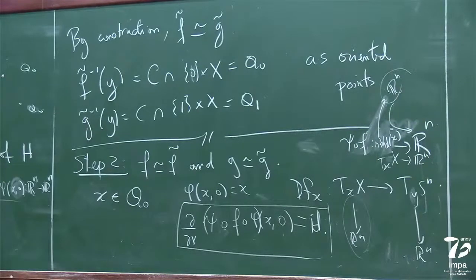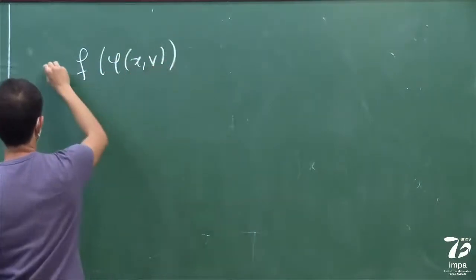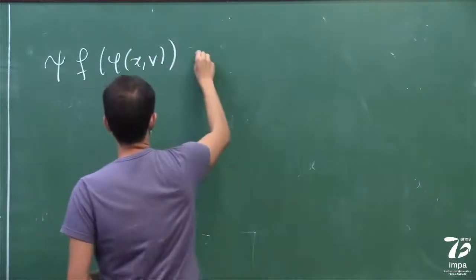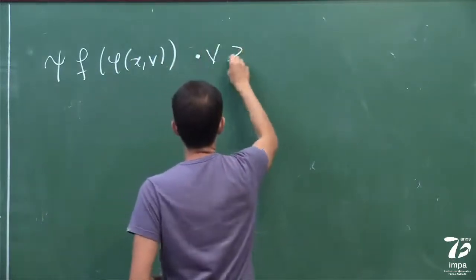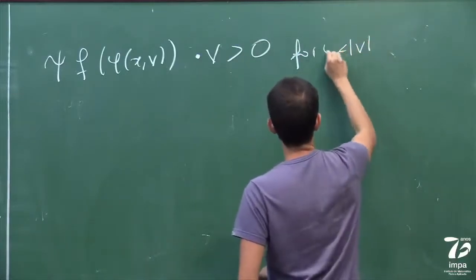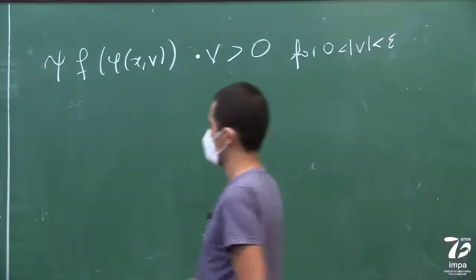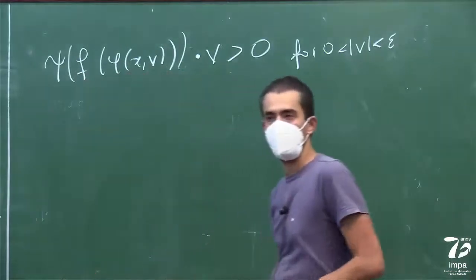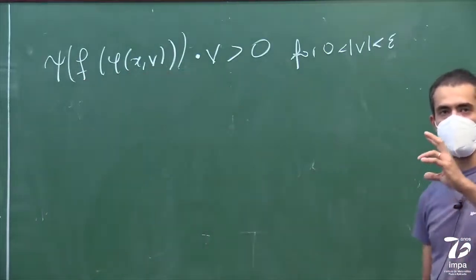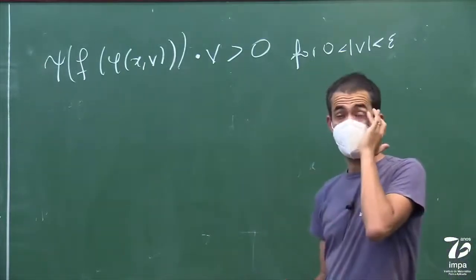And this is the condition that we'll need to construct the homotopy: if you look at f of phi of x, v, and you apply the stereographic projection, when you take the inner product with v, this is going to be positive for norm of v sufficiently small. So that's the condition that we're going to need. And that's why it's important to fix that basis at the origin for every x.